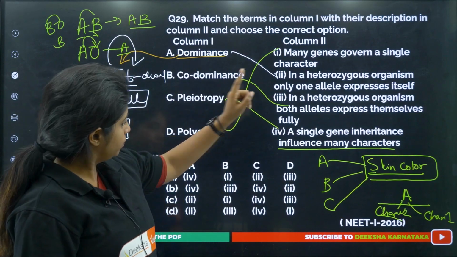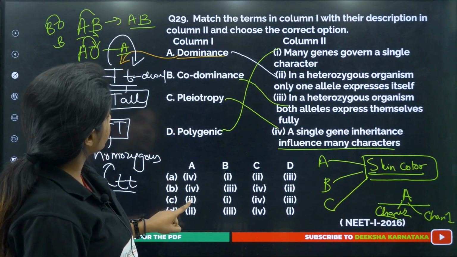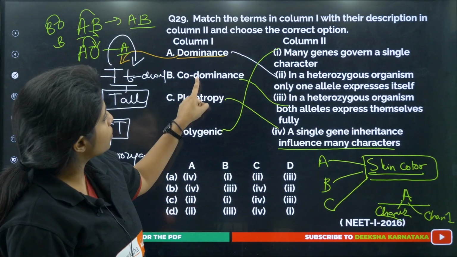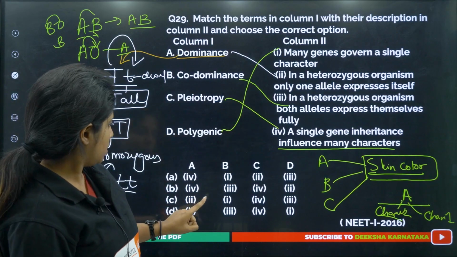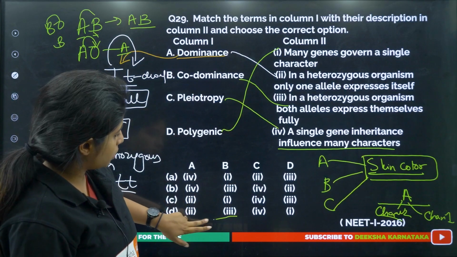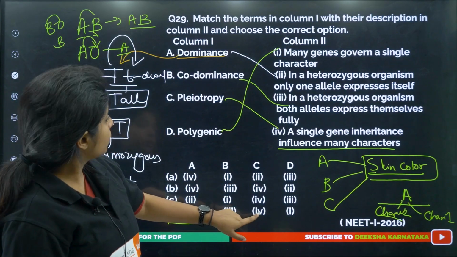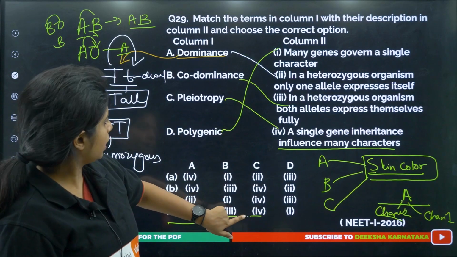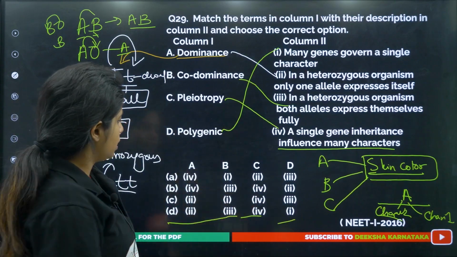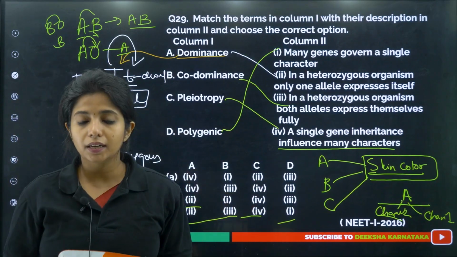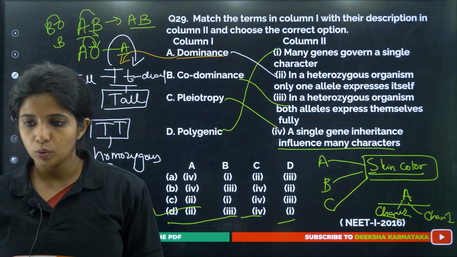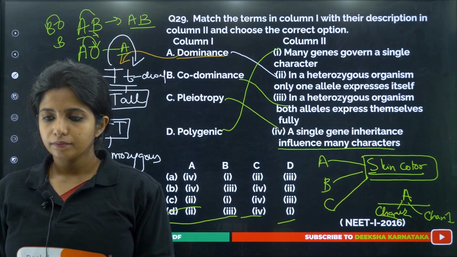So A will go with 2, B goes with 3, so here makes it all the difference. Now if you talk about C, C will be going with 4, and D will be going with 1. This becomes the correct answer. This is the 29th question that we have over here.